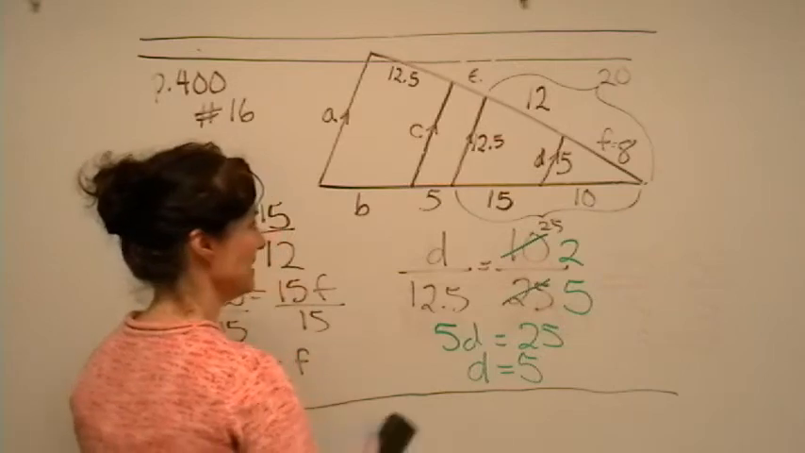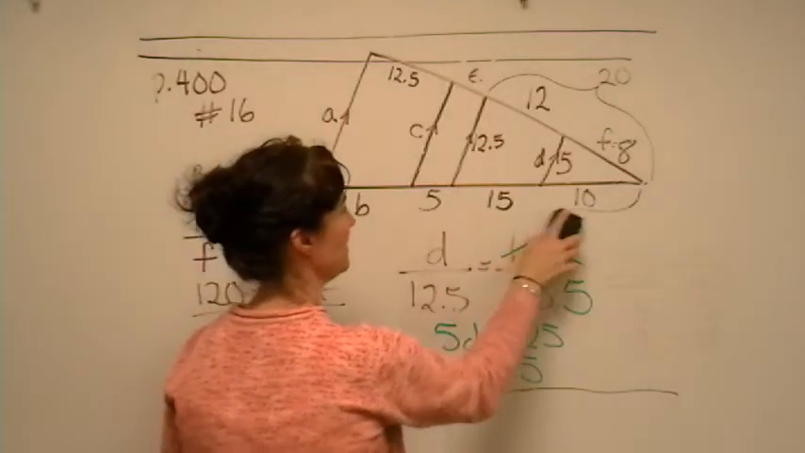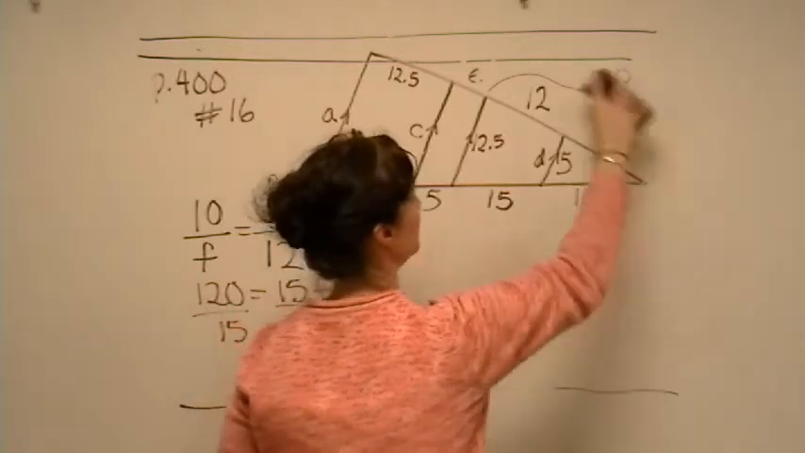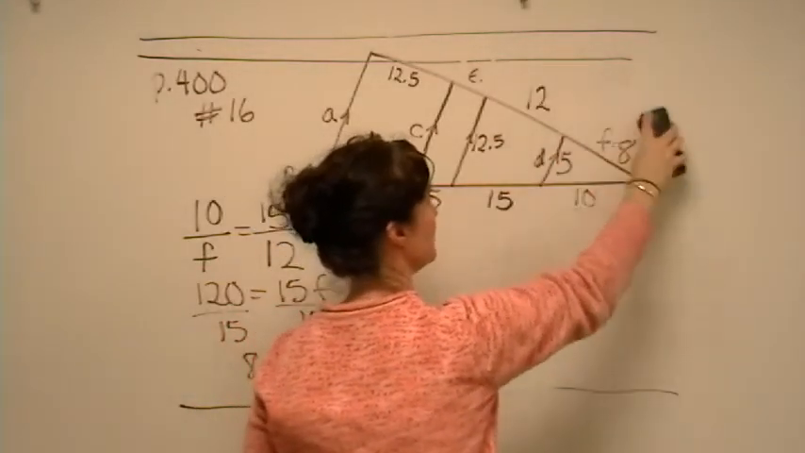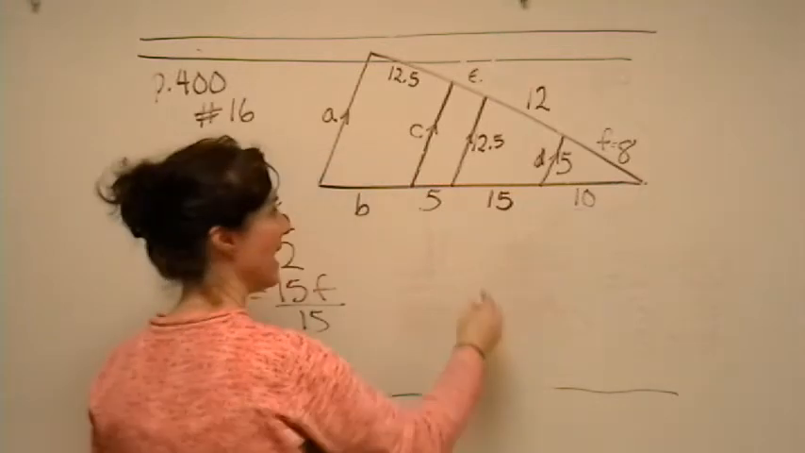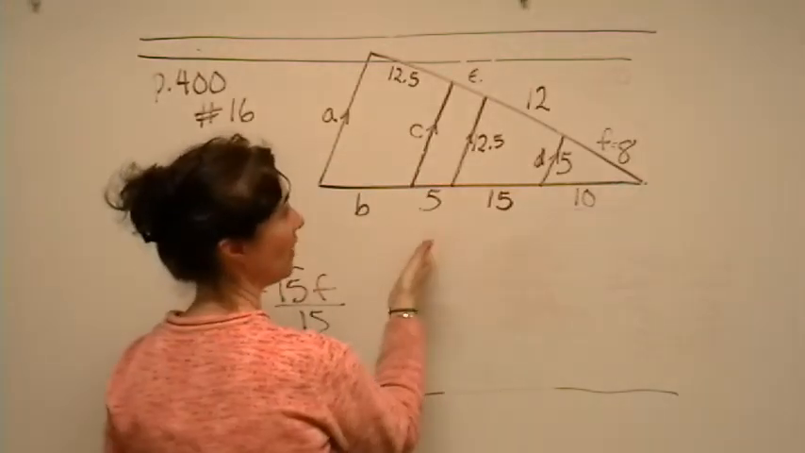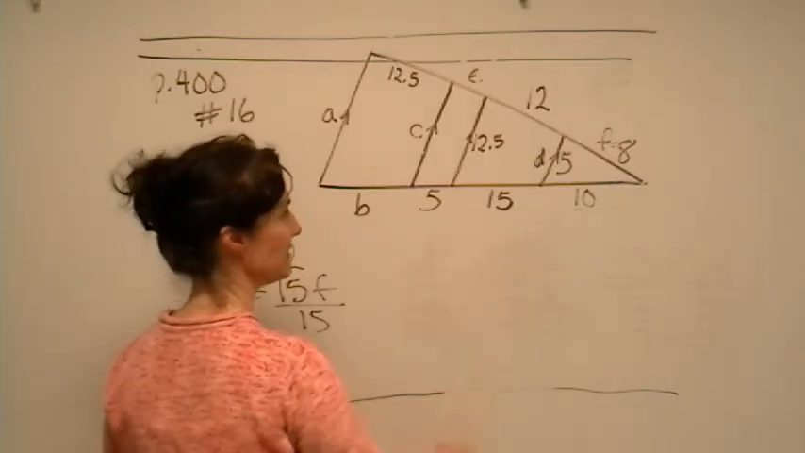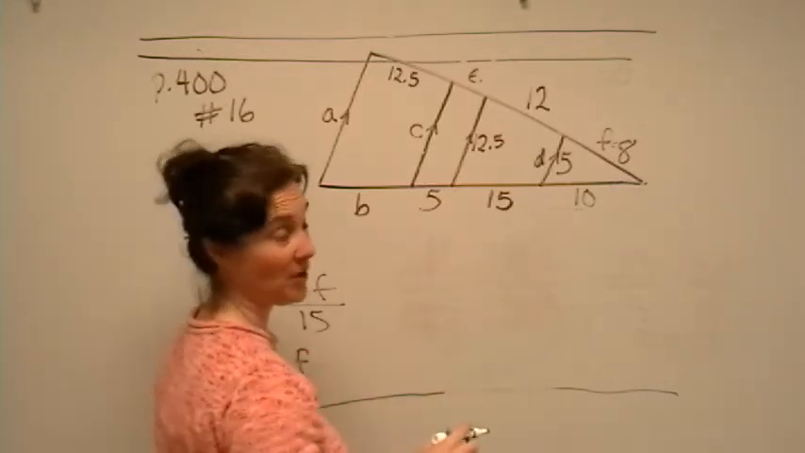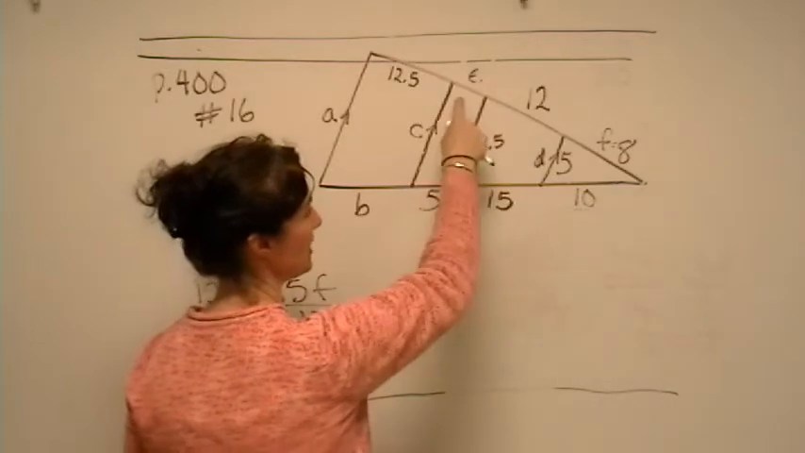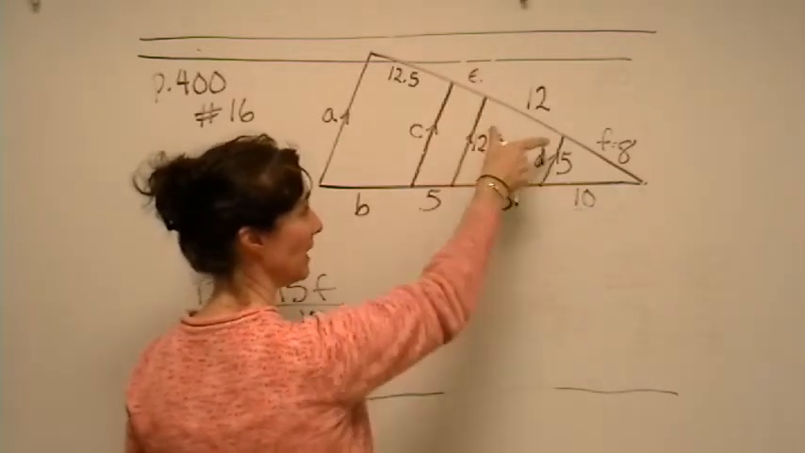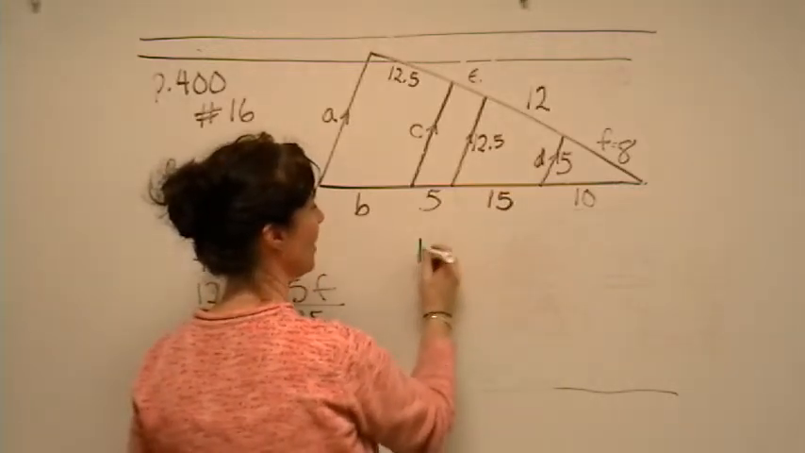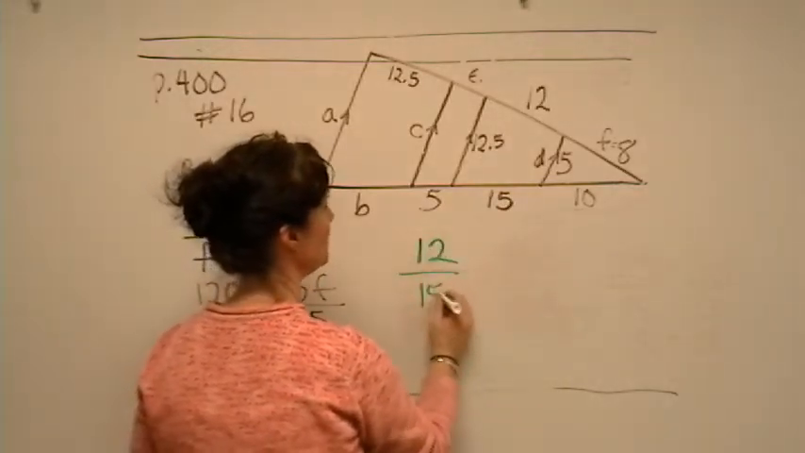Now using the side splitter, remember this, I'm going to erase the things that I'm drawing on here. The side splitter says that if you have a segment going across a triangle parallel to a third side, it splits the sides into proportionate parts. Okay, so if we're trying to find E, we can relate the parts of the triangles as long as they're just parts. So we have 12 is to 15.